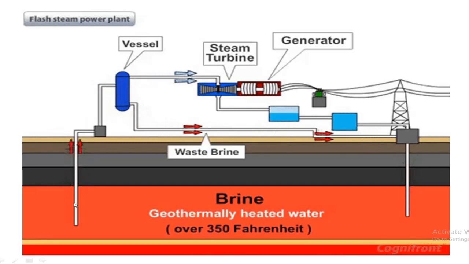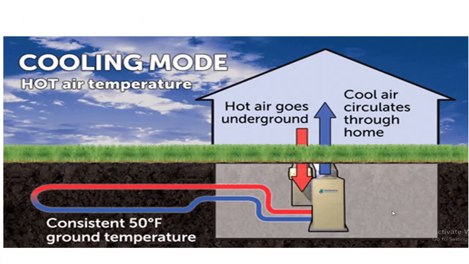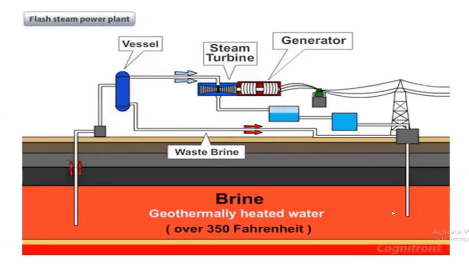Water vapors or hot water come through one well, and the remaining wastewater, which we can call waste brine, is passed through another well again in the ground. This is the first purpose of geothermal energy, that is, to produce electricity.